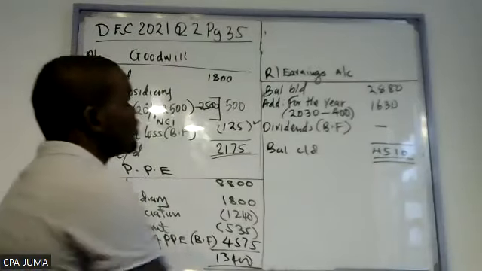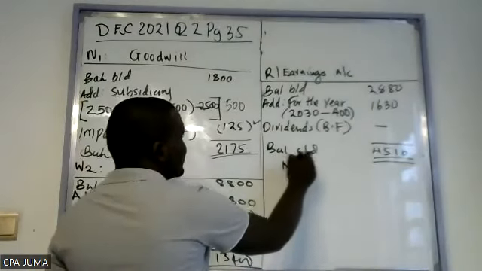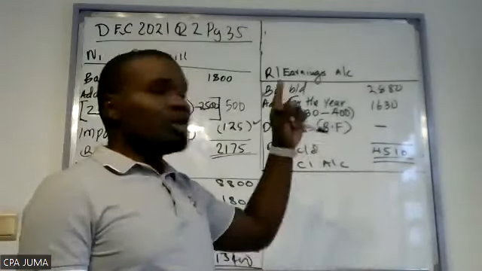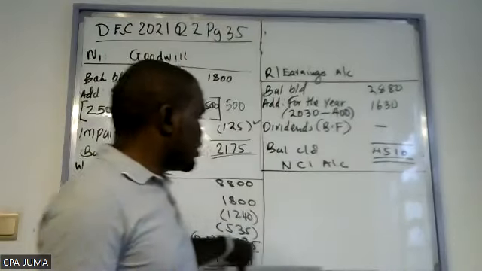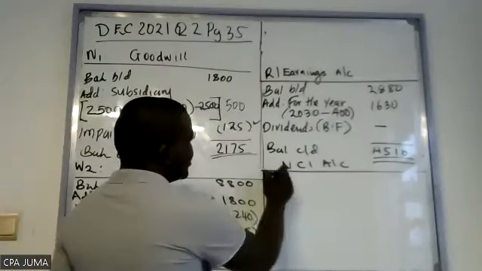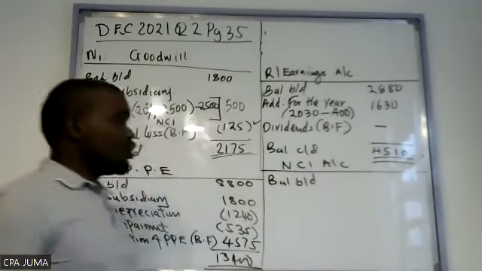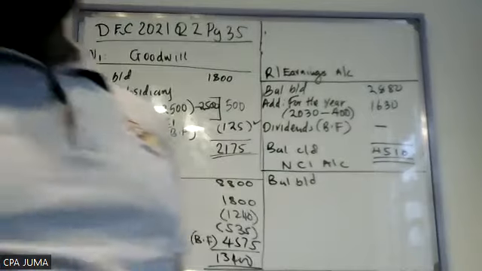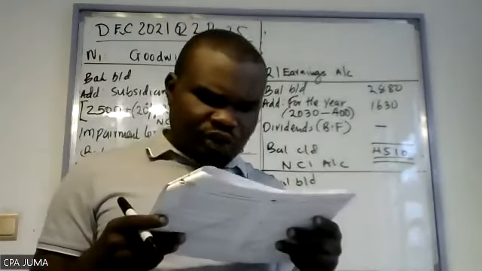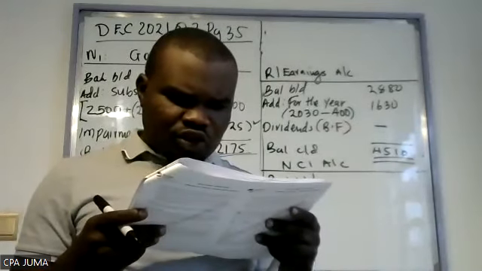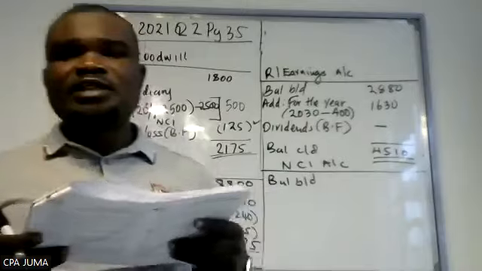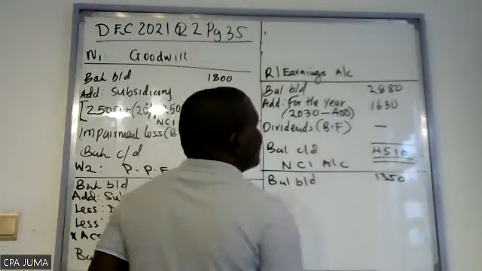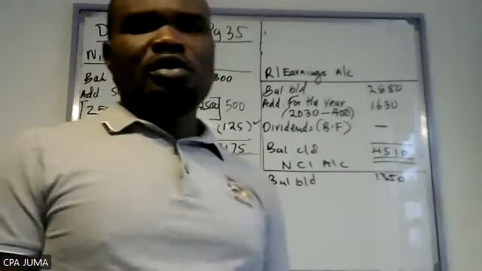Let's work out NCI to know the dividends they were paid. To know the dividends paid to the minority shareholders, you reconcile the non-controlling interest account. So you start with the balance brought down. Check under equity there, the balance brought down for non-controlling interest. Equity attributable to non-controlling, I'm seeing 1350. Please check to confirm with me. 1350.